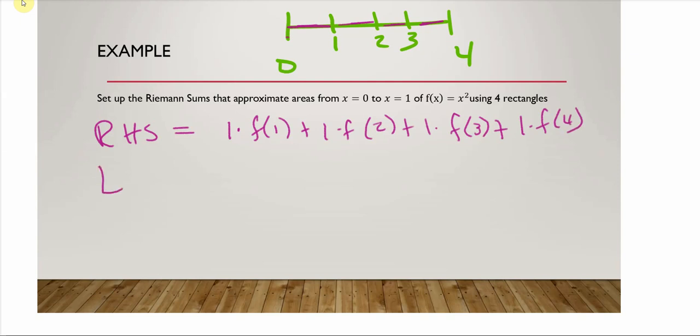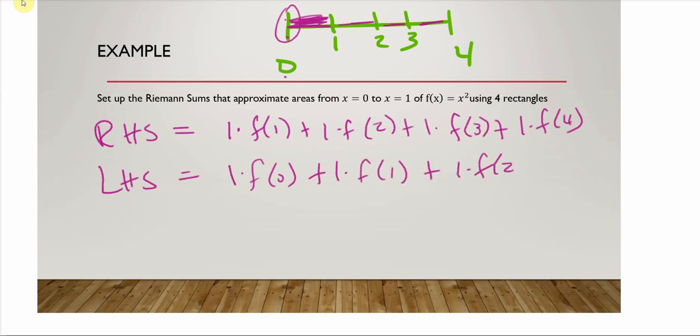Okay. What about the left-hand sums? The left-hand sums, all the bases are 1, I said. Okay. So now, here's my first interval. Don't pick the 1. You're going to pick the left side of this interval. Okay. Who's on the left side? This guy's on the left side. So 1 times f of 0 plus 1 times f of 1 plus 1 times f of 2 plus 1 times f of 3. That's it.